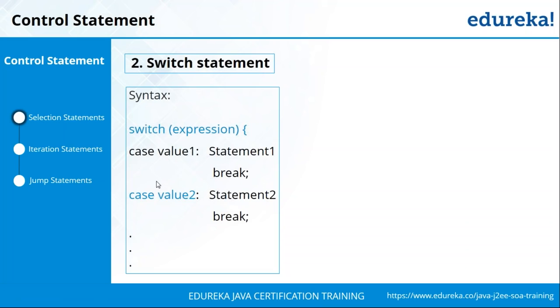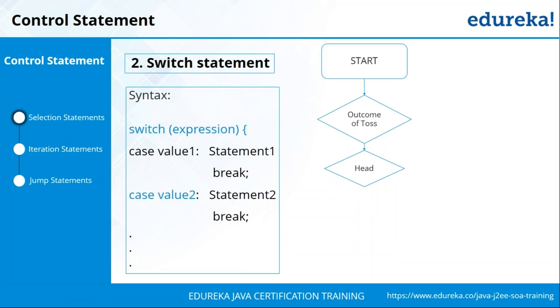But if it is found to be false, then it will check the next case. Now if the next case is found to be true, it will execute statement 2 and then it will break from that. So I hope with this you've got a general idea. To give you a better understanding of how the switch case works, let's look at an example here. So basically you're tossing a coin here.